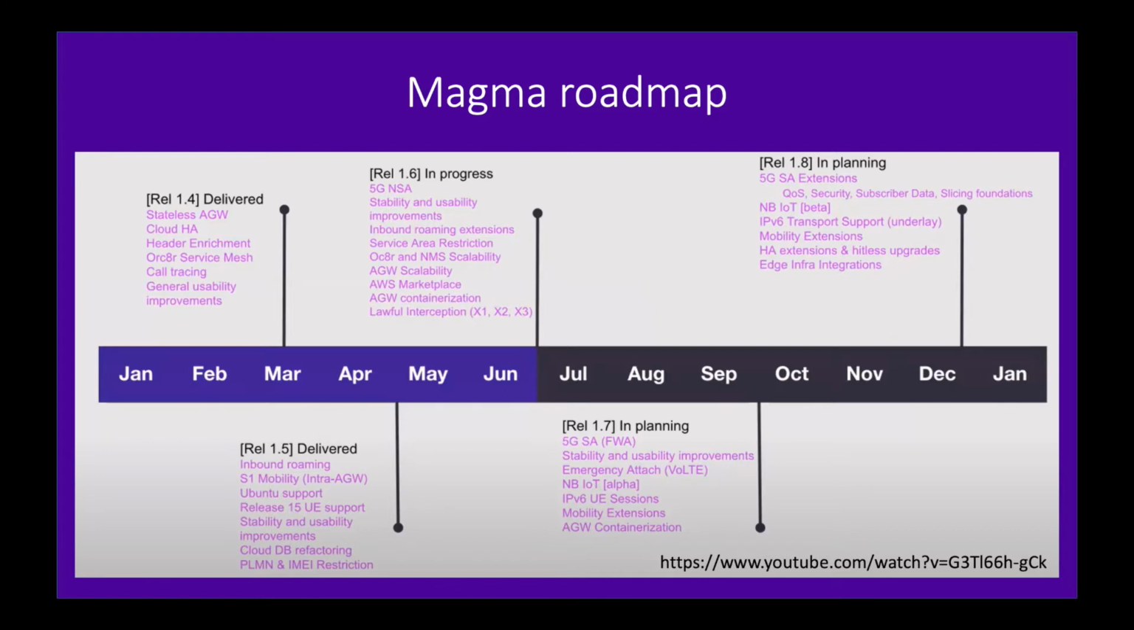In the coming months, we're going to see new releases, for example 1.7 and 1.8, and we are going to observe new features such as 5G standalone, narrowband Internet of Things, and finally, the access gateway containerized.